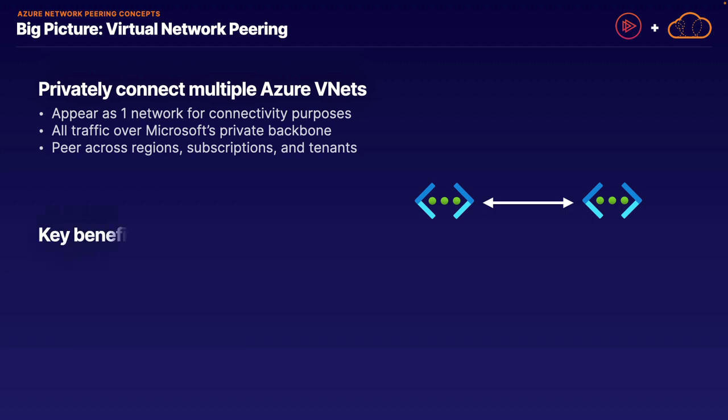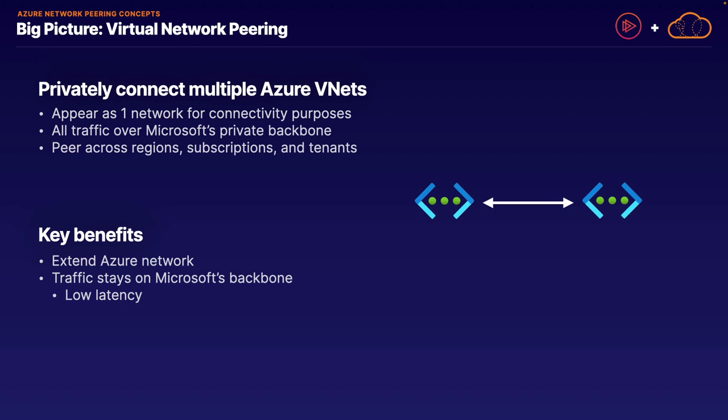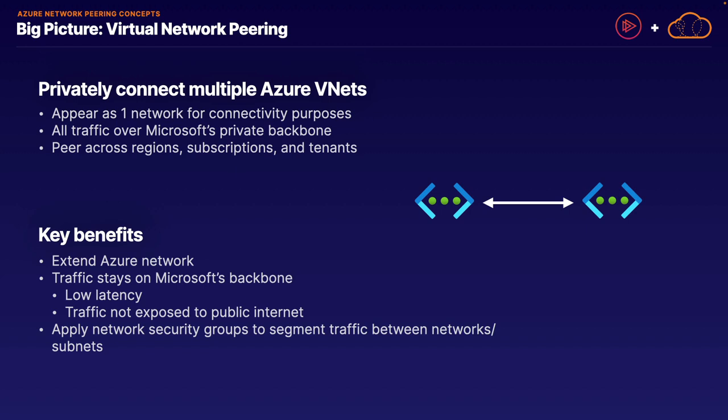Network peering has a few key benefits to be aware of. Once again, it allows you to extend your virtual network beyond the boundaries or the walls of a single virtual network. And again, a common recurring theme, that traffic will all stay on Microsoft's private internal backbone, which means it has lower latency or overall better performance, and that traffic is not exposed to the public internet. And from a security perspective, you have the ability to apply network security groups to segment or block certain types of traffic between networks and subnets in case you need to isolate certain networks or subnets for security purposes.